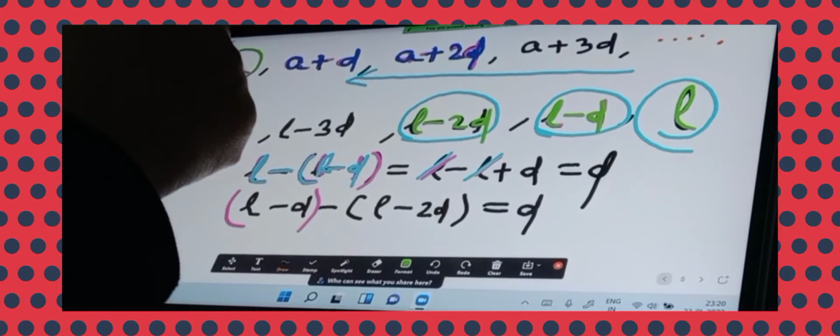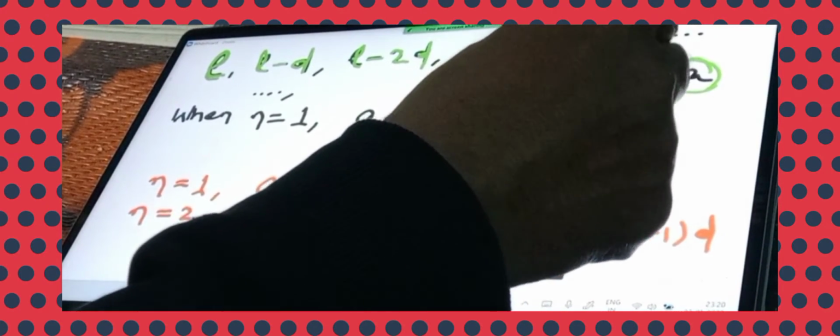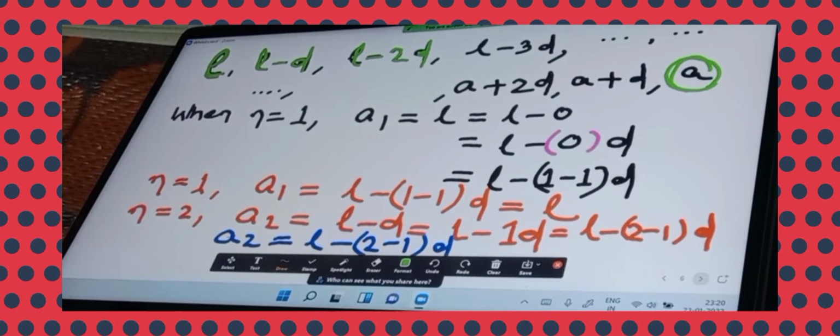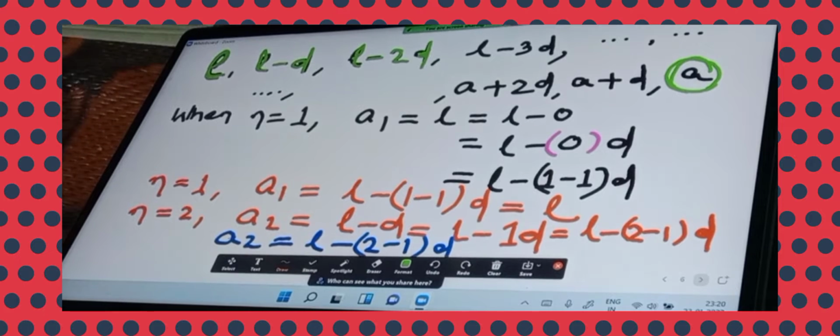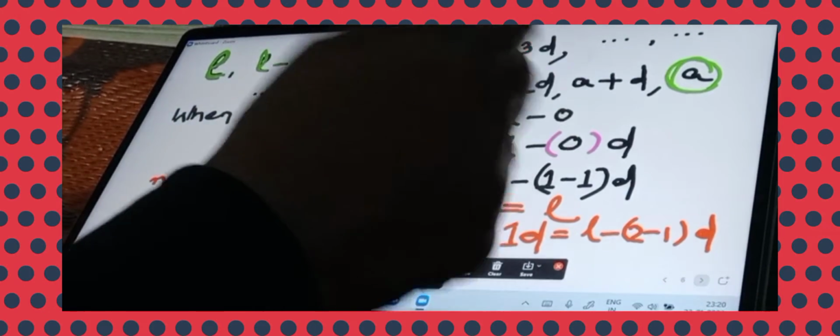And you see now, here what is the first term? Here the first term is A, and here the last term is A. It means we got another arithmetic progression, another AP. Just by writing the AP in the reverse order, we got another AP, which is L, L minus D, L minus 2D, L minus 3D, up to A.